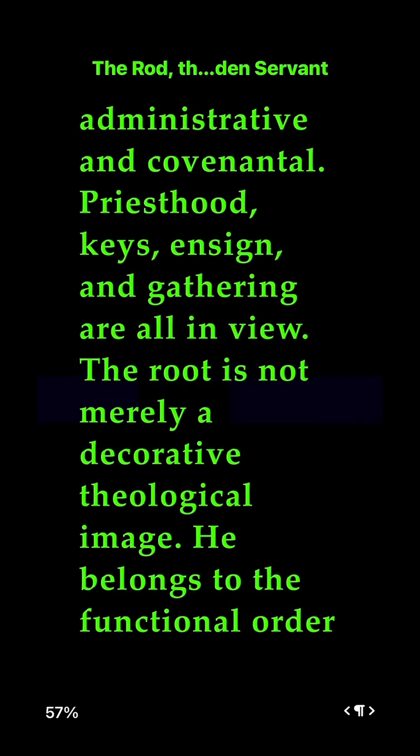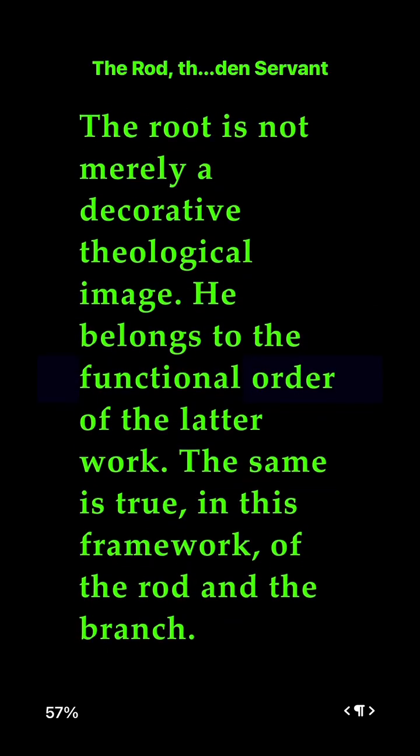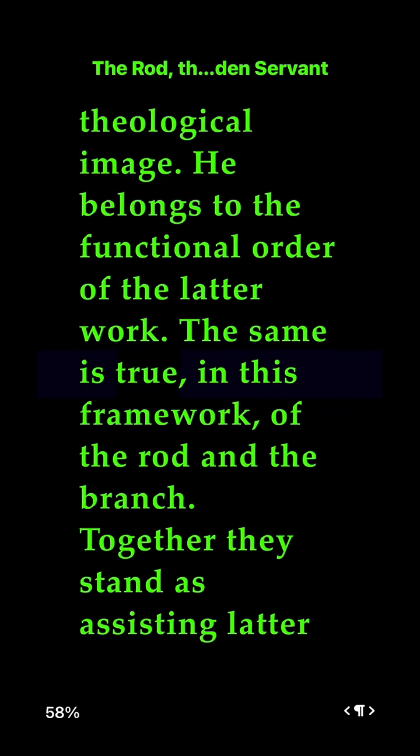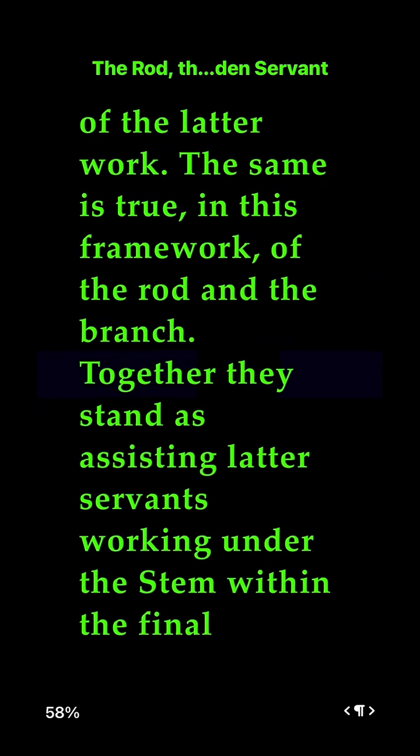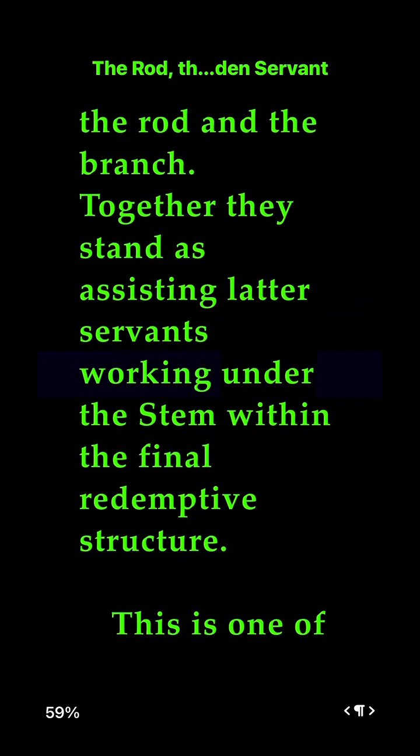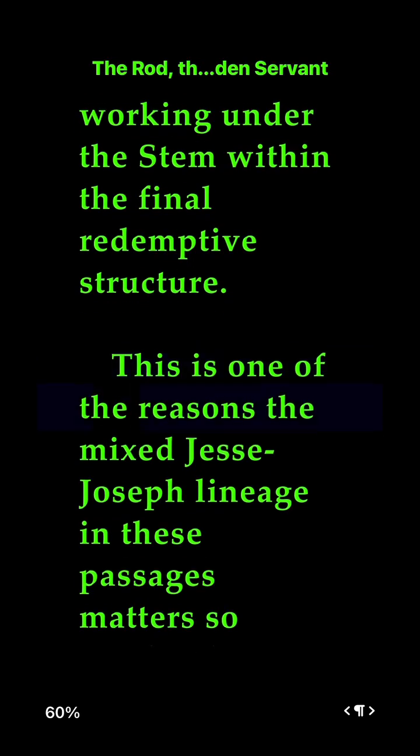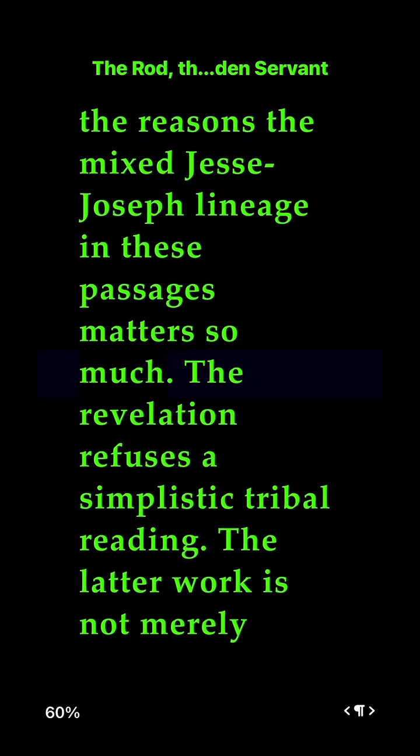The root is not merely a decorative theological image. He belongs to the functional order of the latter work. The same is true, in this framework, of the rod and the branch. Together they stand as assisting latter servants working under the stem within the final redemptive structure. This is one of the reasons the mixed Jesse-Joseph lineage in these passages matters so much.